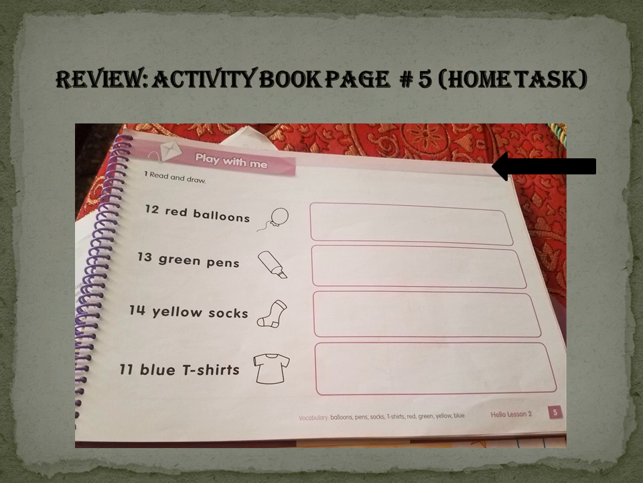After writing your date, you had to draw 12 balloons in the first box and you had to color them red. Then in number 2 box, you had to draw 13 pens and color them green. I hope you did it like this. Number 3 box. You had to draw 14 socks and the color was yellow. And the last one box, you had to draw 11 t-shirts and the color was blue.